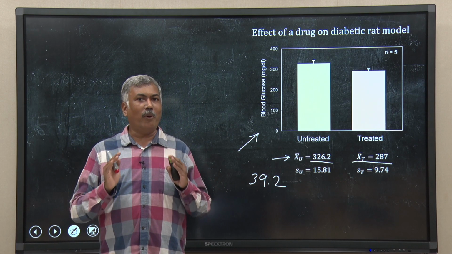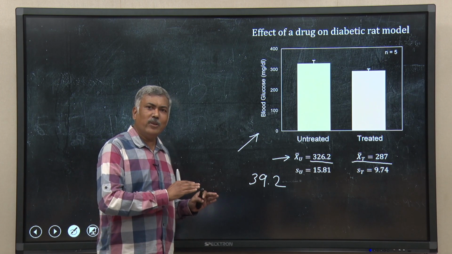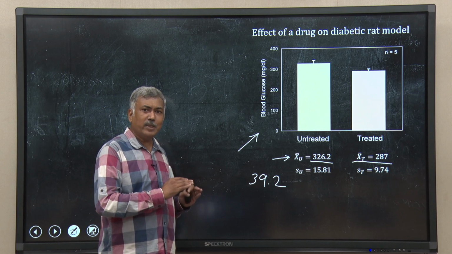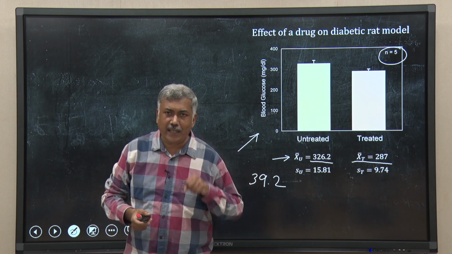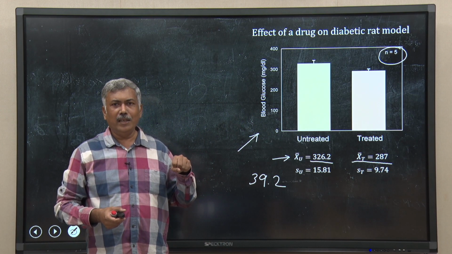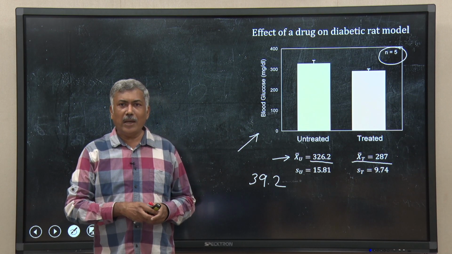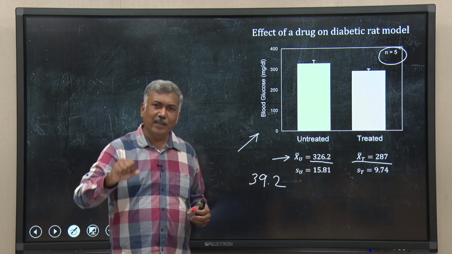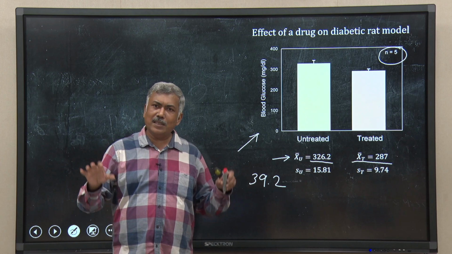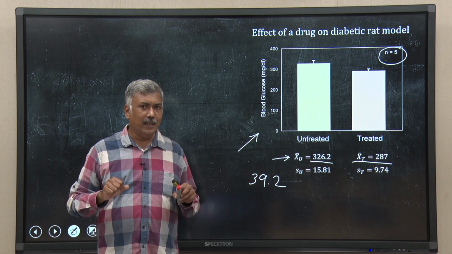Remember the idea of population and sample? This experiment has not been done on a population of rats, right. This experiment has been done on a sample of n equal to 5. I have taken 5 rats, those rats are diabetic, and we have not done anything to them, we call them the untreated group. Whereas, I have taken another set of diabetic rats, 5 in number, and we have treated them with the drug, we call them the treated group. In both cases, these 5 rats in each group are nothing but samples, right.